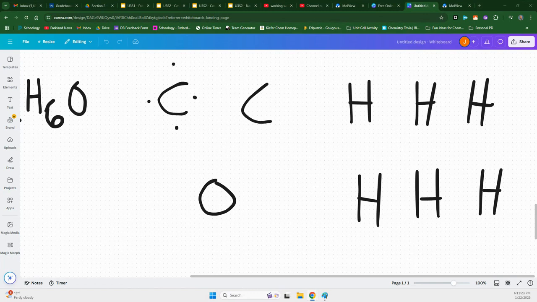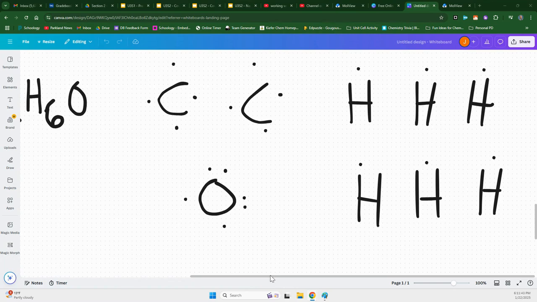The carbons will have 4 electrons each, all single. The hydrogens will have 1 electron each, obviously single. And the oxygen should have 6 total electrons. So now that I have all my pieces, I have to decide what my center atoms are. I should probably put both of these carbons in the center to start.